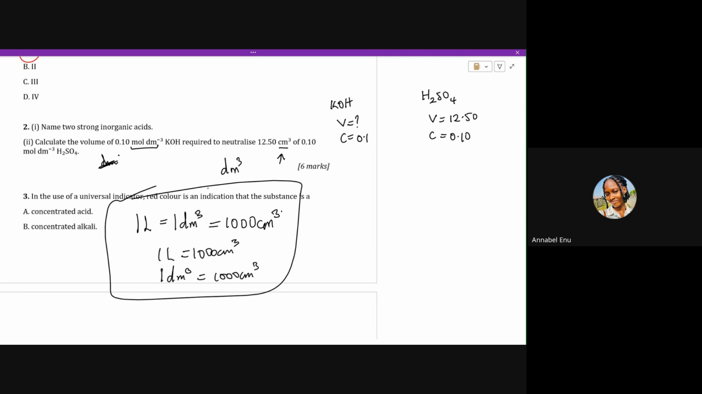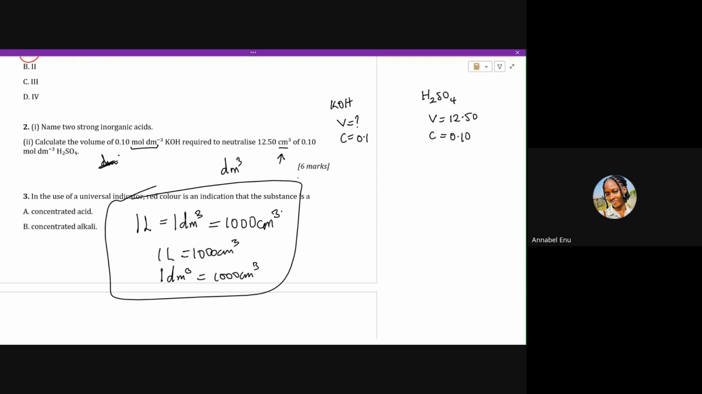But if we want our answer to be in decimeters cube, that is when we will need to convert this volume of 12.5 to decimeters cube. But if we want our answer to just be in centimeters cube as well, we don't need to convert. So we'll move on like that, and our answer will now be in centimeters cube. So from here, what are we going to do next?